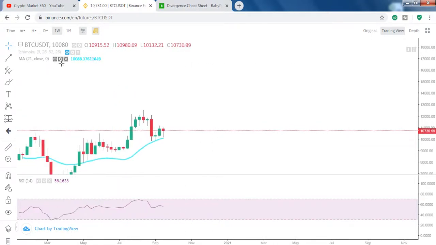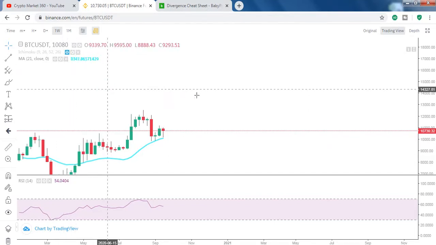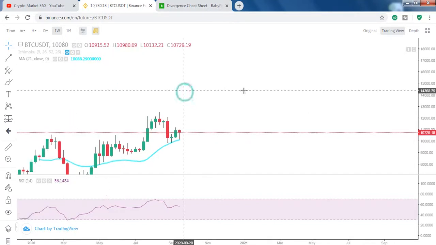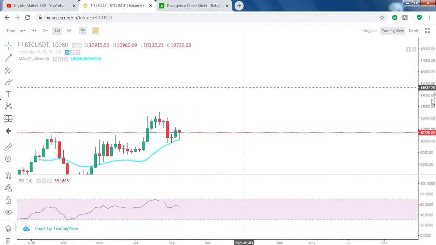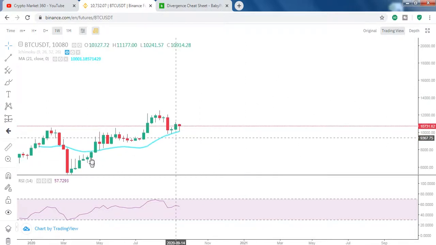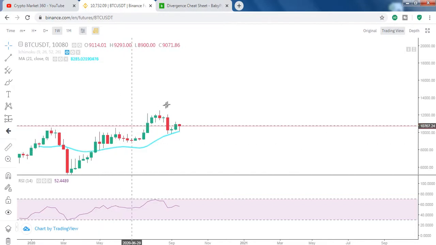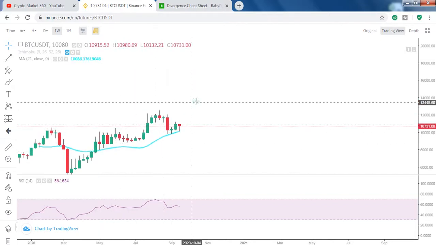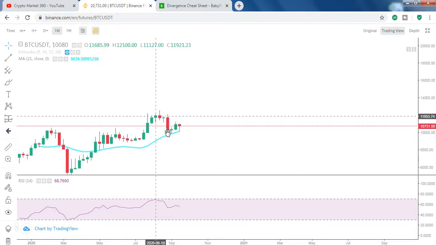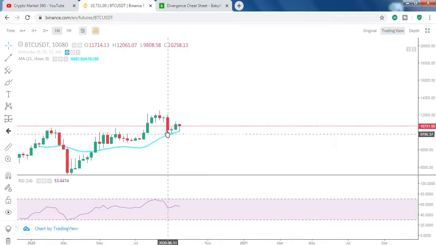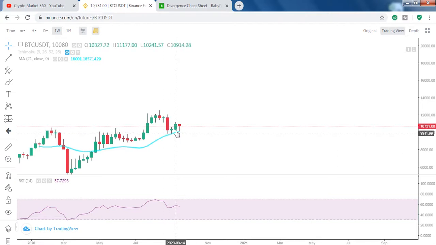This is the 21 weekly moving average. This is very powerful, and it has been acting as support and resistance in BTC since the beginning. As you can see, when BTC broke the 21 moving average, it turned into a bullish trend. And you can see that we found a support, and this candle is a doji, and this is the bullish candle confirming that this is a bullish trend.